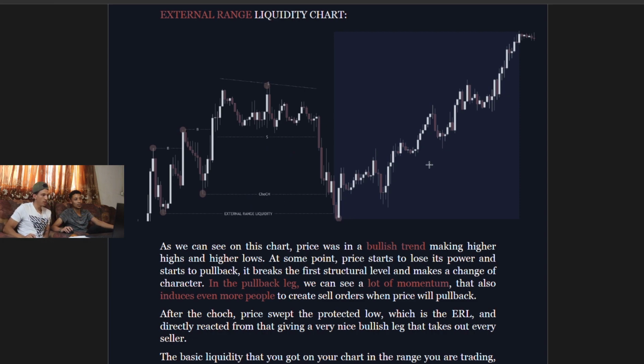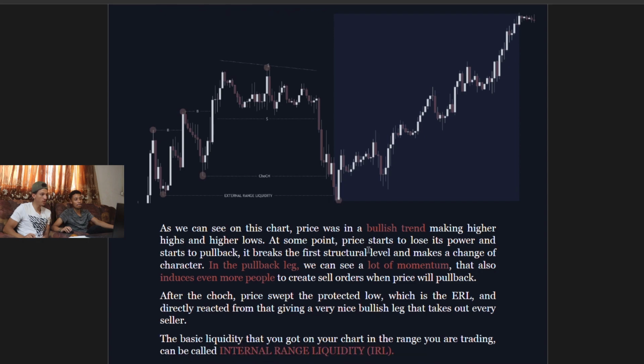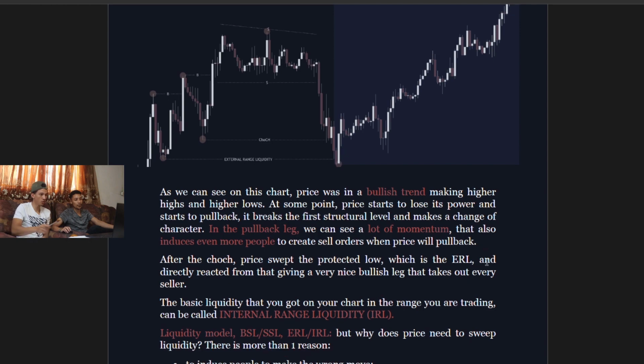So in the pullback leg, we can see a lot of momentum that also induces even more people to create sell orders when price pulls back. So that point there at the bottom, after the change of character, price sweeps the protected low, which is an external range, and directly reacted with a very nice bullish leg that takes out every seller. So the people that tried to sell at that point got swept out.